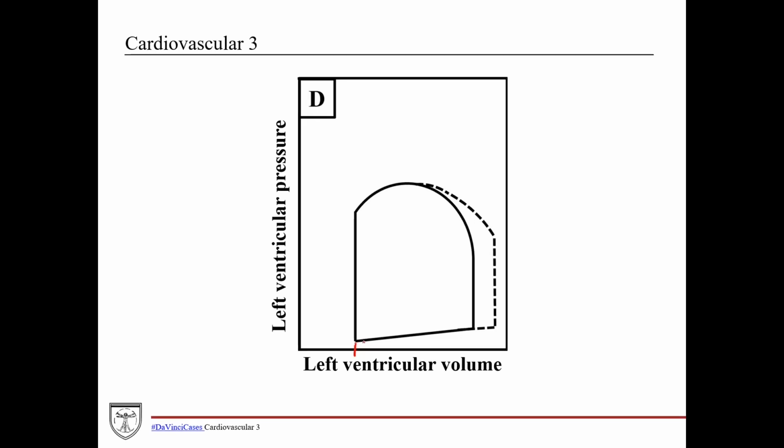Started with the same volume, so the end systolic volume is the same. Go through ventricular filling here. Right off the bat, you've got to notice right here, an increase in end diastolic volume. That also corresponds to an increase in preload.